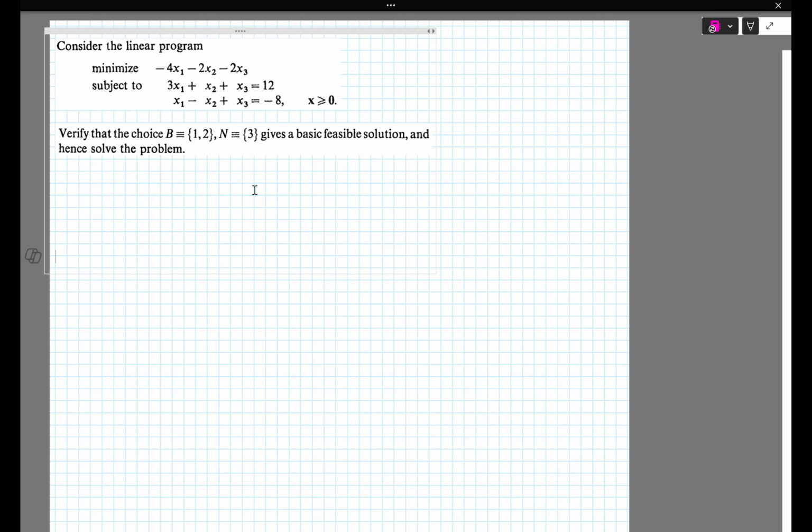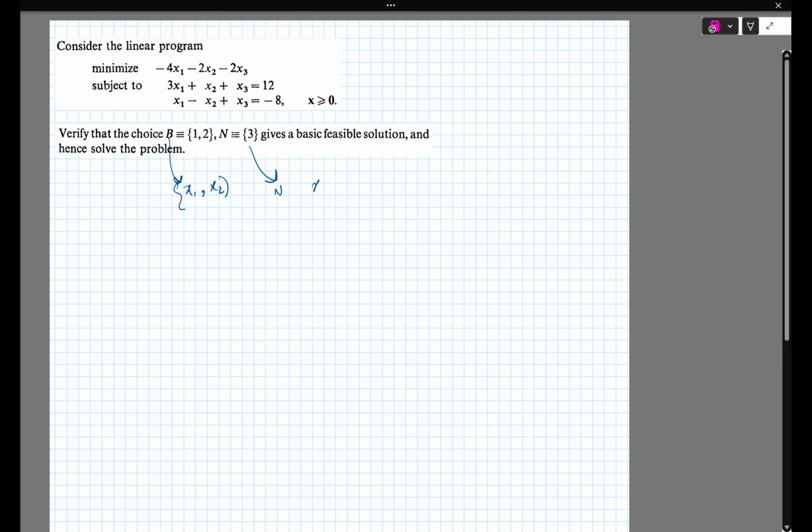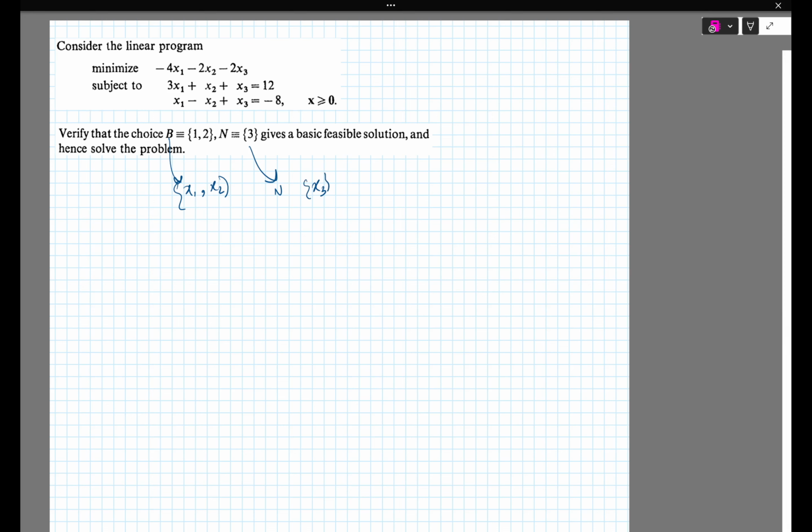What does B equal to {1, 2} mean? Basically, your basic variable set has the variables x1 and x2, and the non-basic variable set has x3. It is saying that the basic variable set has the variables x1 and x2, and the non-basic variable set has x3.